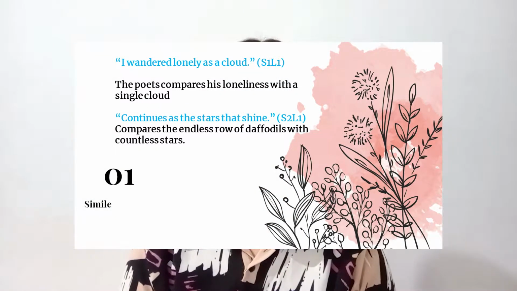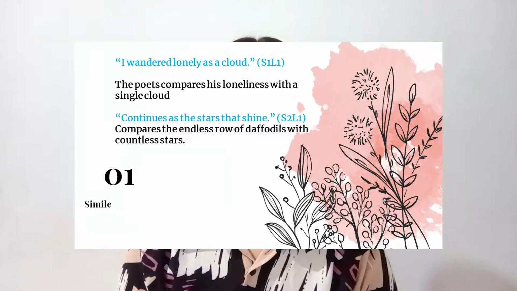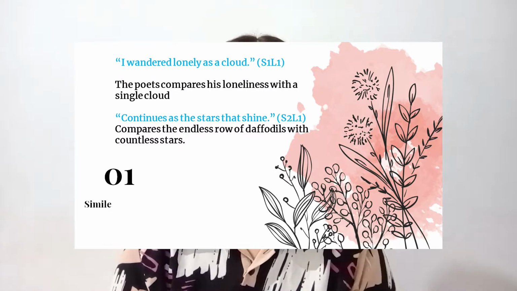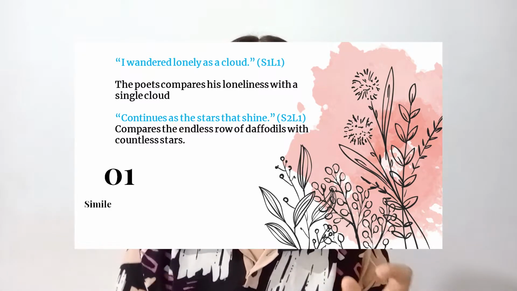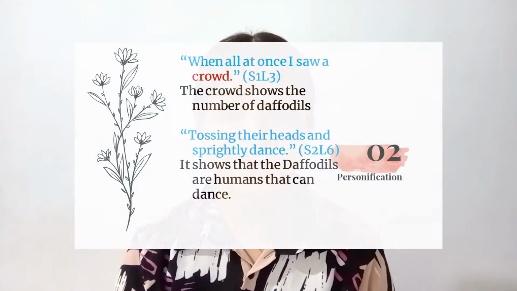The first one is I wandered lonely as a cloud. In this piece of the poem, it can be seen that the poet compares his loneliness to a cloud. The second is used in the opening line of the second stanza, continuous as the stars that shine. In this fragment of the poem, the poet compares the daffodils with the countless stars in the sky. Okay, that's all that is included in the simile, and the second one is personification.